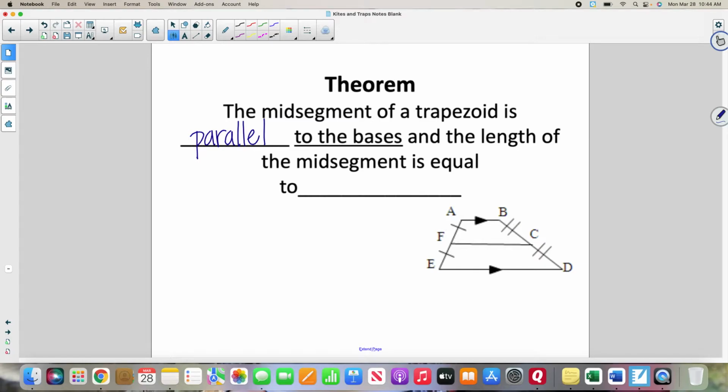The length of the mid-segment is equal to, I'm going to use the letters, basically the average of the two bases. So to find the mid-segment, you're going to do half of AB plus ED. You add the top base and the bottom base and you divide by 2.